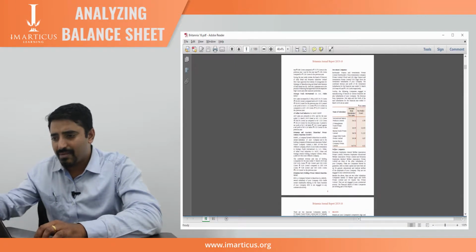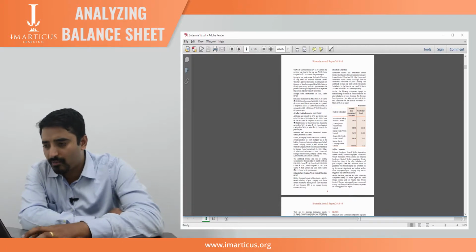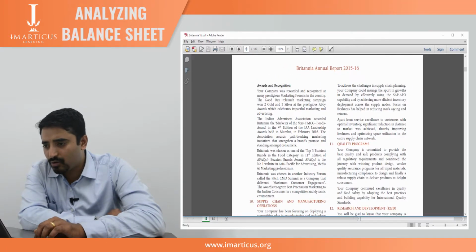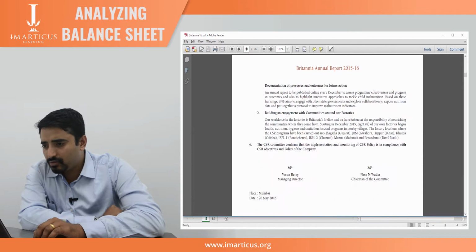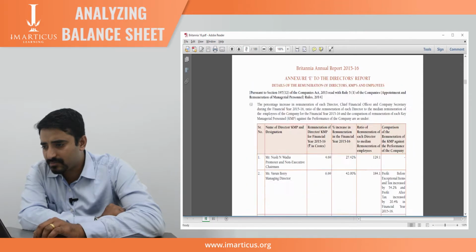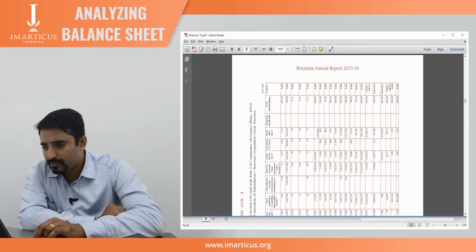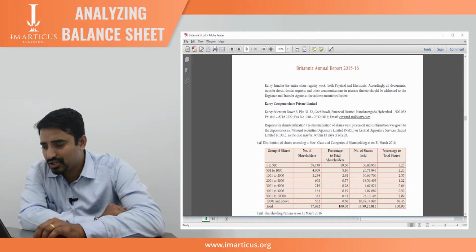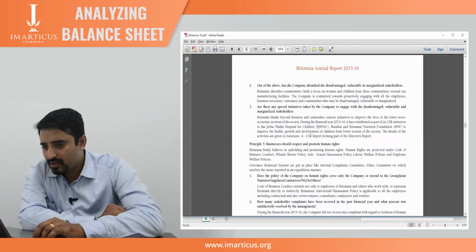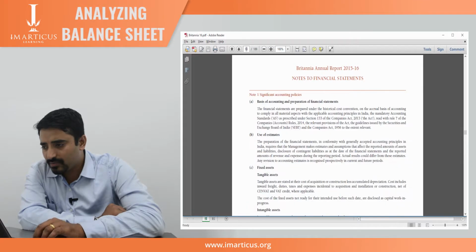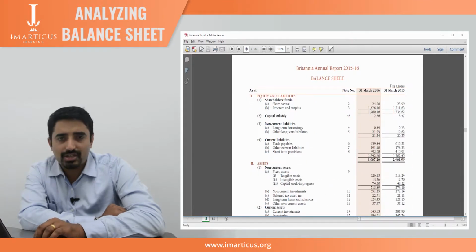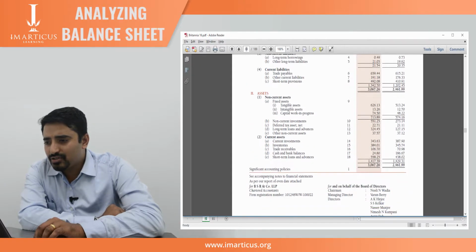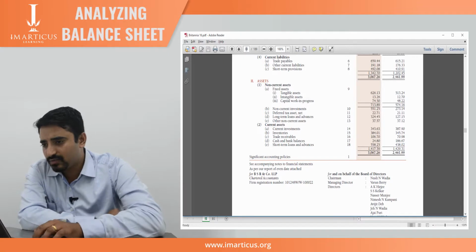So here the management has given a lot of commentary about how their business has performed. So we'll directly go to, just a second. This is an annual report, close to a 200-page document, and we will directly go to the balance sheet and the income statement. Right now, let me just quickly run you through the balance sheet of this company.